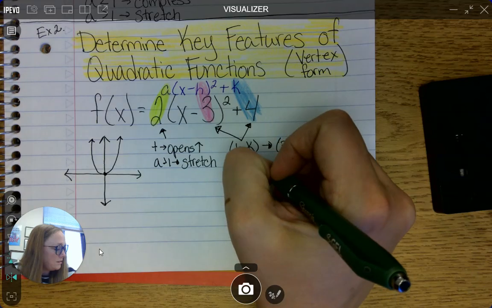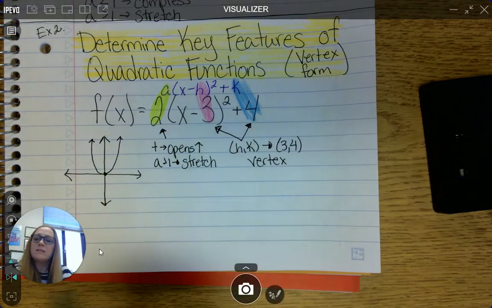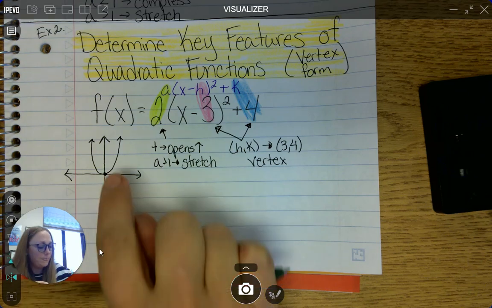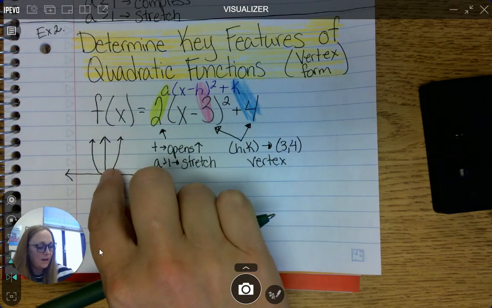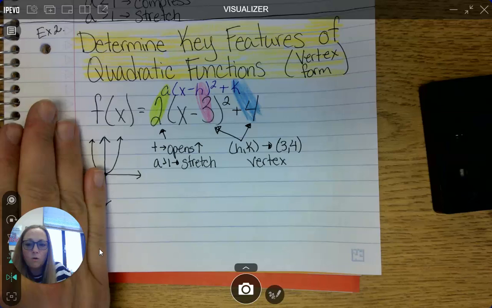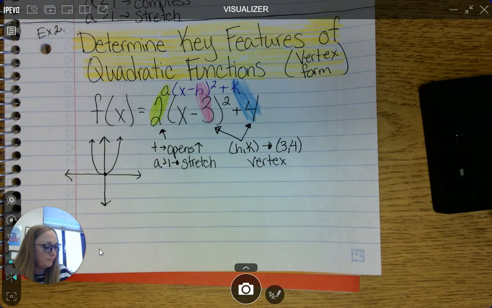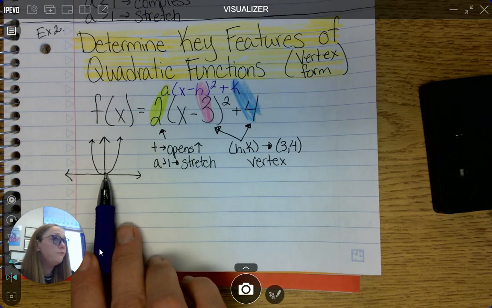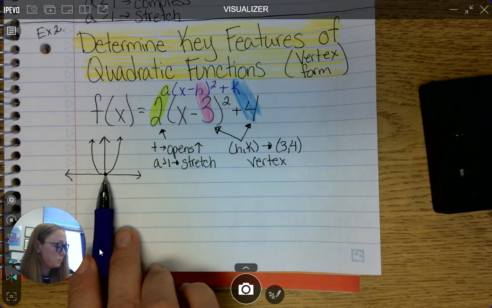Remember, I'm going to go ahead and add this in here. This is our vertex. That's that point of symmetry where it cuts that parabola in half. So we know we could fold that over and it would lay perfectly. Okay, so let's graph this, see what it looks like. And then we'll talk about a few more key features that we can get from this graph. We'll review some words from Algebra 1.